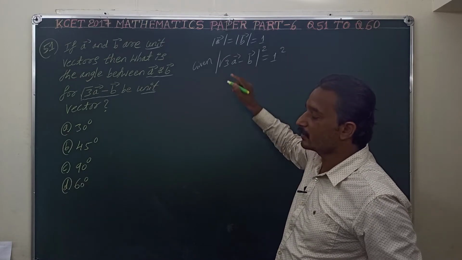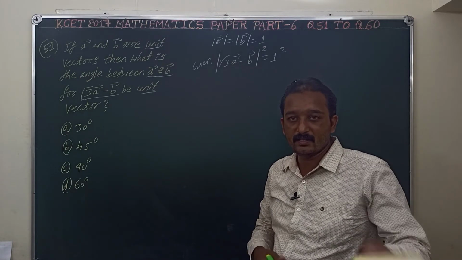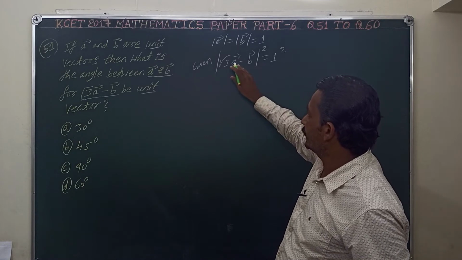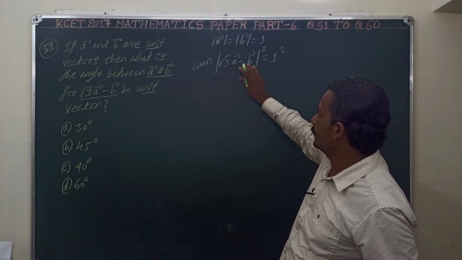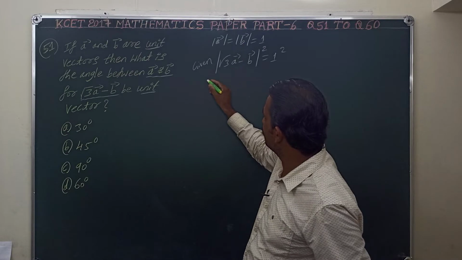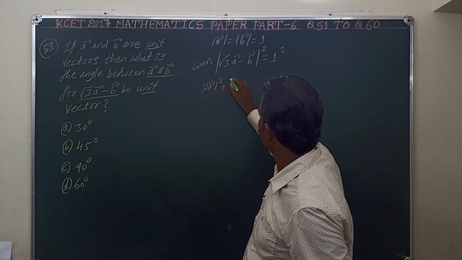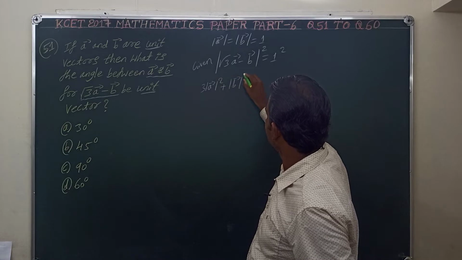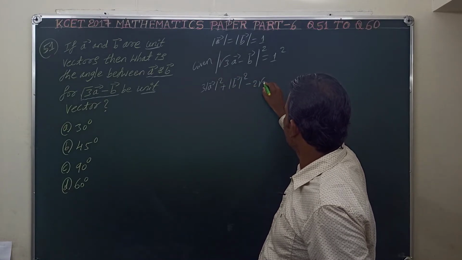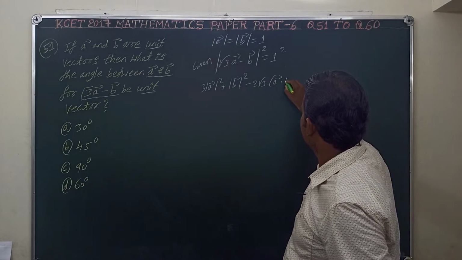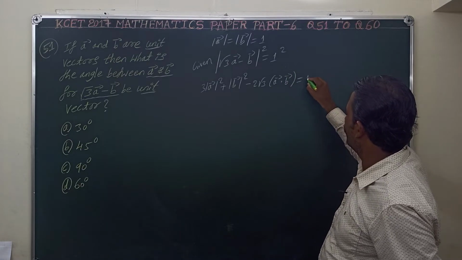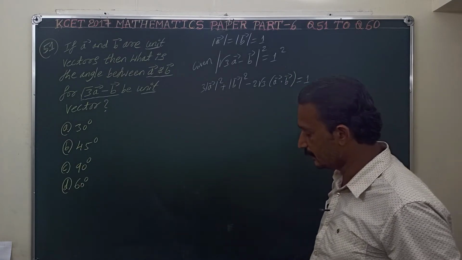Using the formula for (A minus B) whole square, as in real numbers, in the same way you can write the magnitude of (root 3 A minus B) whole square, which is root 3 square, 3 magnitude of A square, plus magnitude of B square, minus 2 into root 3 A dot B, equal to 1. Now substitute the value of A dot B in this case.